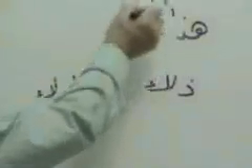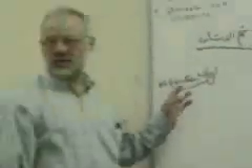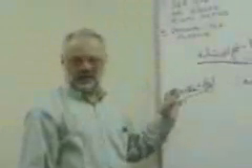Plural. You know, Ismul Ishara, the demonstrative noun. This is Haza, Hadi, Zalika, Ula'i. This vowel has no function. It is not pronounced Ulaika, but because it is Rasmi Osmani, what has been written like that we preserve like that.